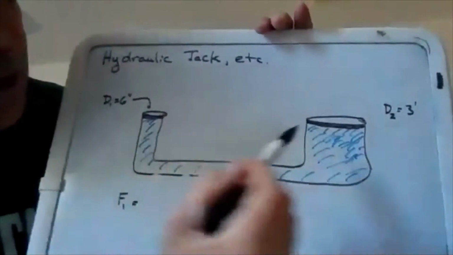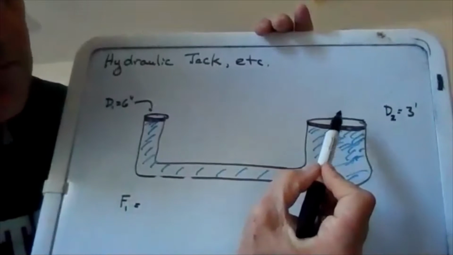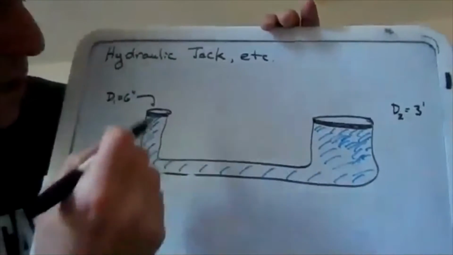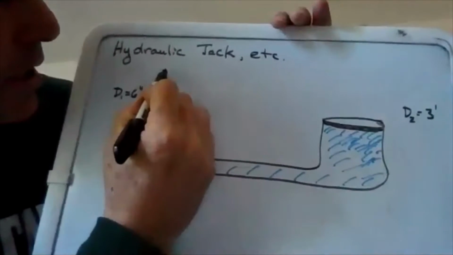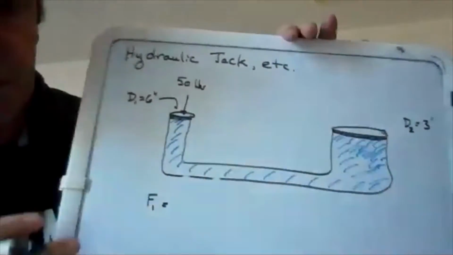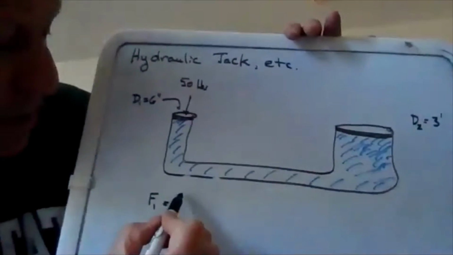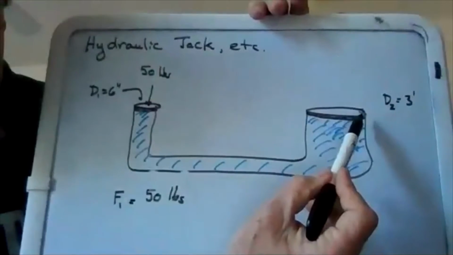So let's say over here you have some sort of large object that you want to lift. It's at a distance, but more importantly, you want to do it without a lot of force. You want to multiply your force. So let's say over here, you end up exerting 50 pounds of force. Okay, so you've got this 6-inch diameter disc, and you push down with 50 pounds of force. So that's 50 pounds. Okay, what's the force over here going to be?